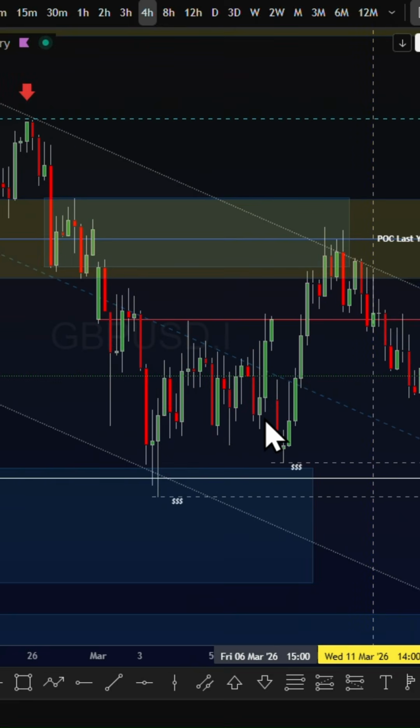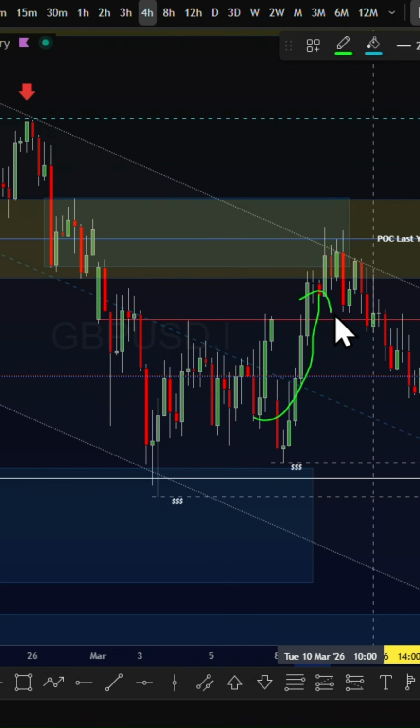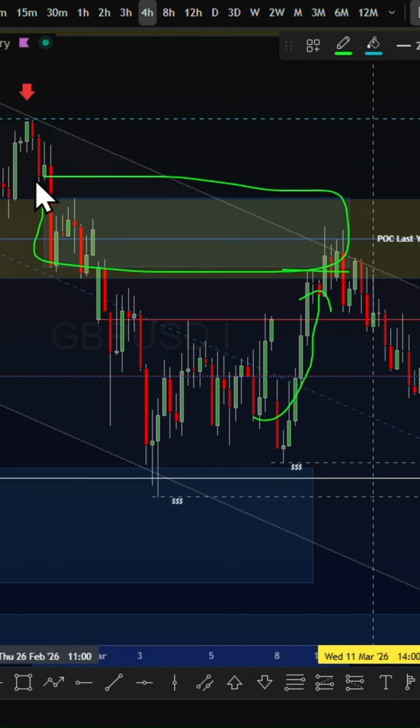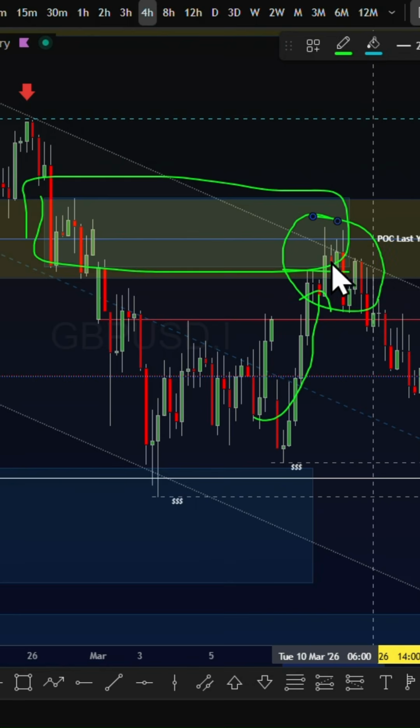So at the beginning of the week, once my plan was set, I let the price come to my zone because I put some alert right below this supply zone. So my plan is to find some signal to short this pair on the lower time frame.